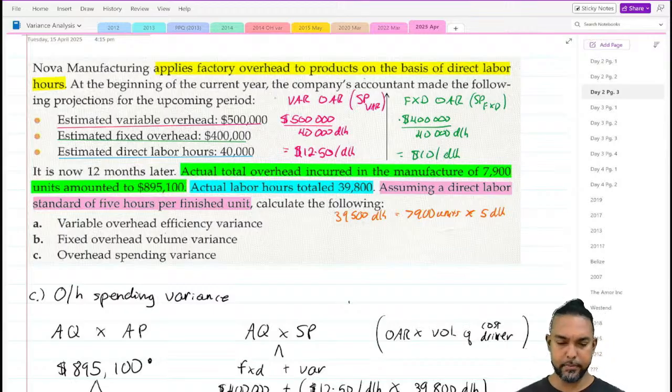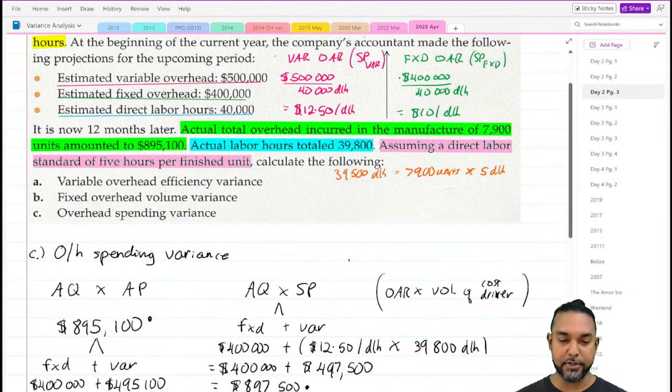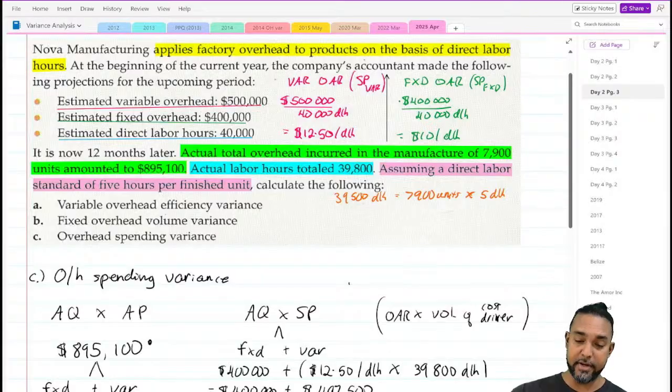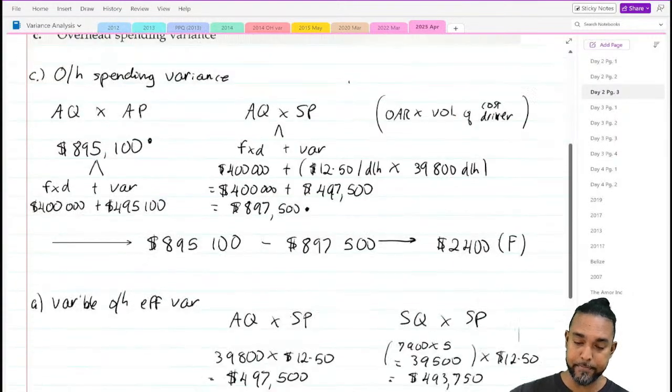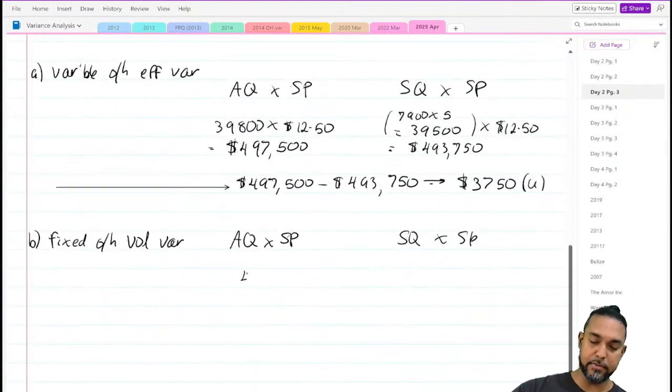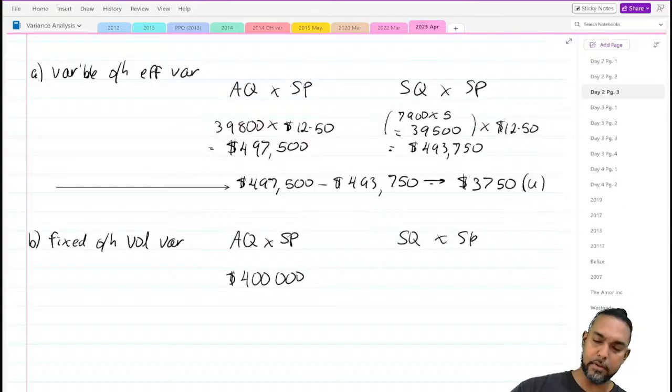All right, guys. So, like I was saying, the estimated fixed overhead and the actual fixed are probably the same, right? So that one is just a simple 400,000, right? This same figure, 39.5, right? Because that's the standard quantity of direct labor hours used, 39,500. But the rate now is $10. So that's going to give us 395,000.